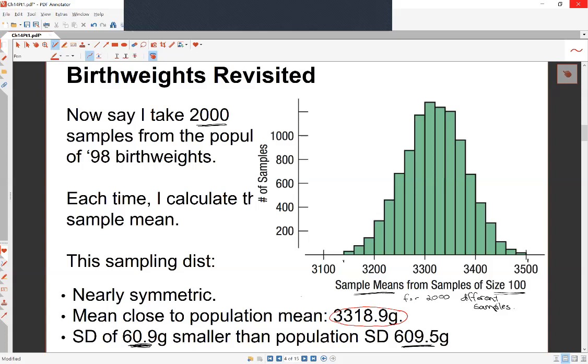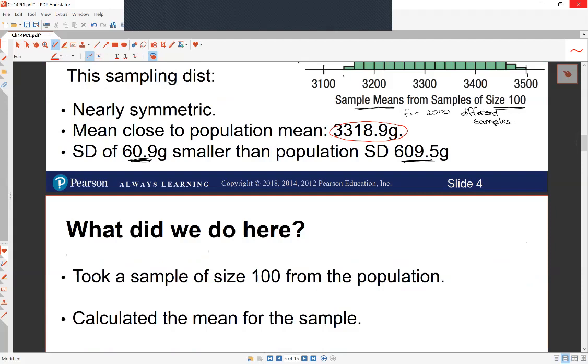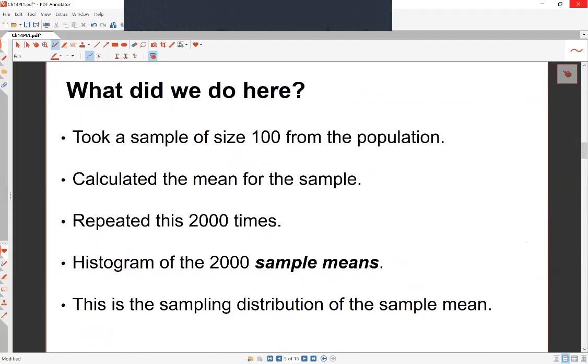So if you bear with me for a moment, we will unpack that a little bit more in 2 slides. What I mainly want to make sure of first is that everyone understands where I got this green histogram from. So let's talk through this conceptually one more time. How did I construct this new histogram?